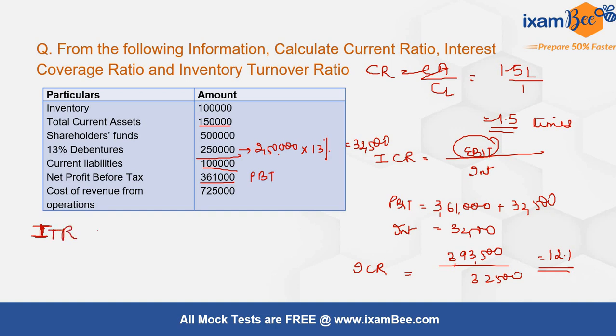Next is inventory turnover ratio. The formula of it is COGS upon inventory. What is COGS? Here we are given that cost of revenue from operations is 7,25,000 and inventory is 1 lakh. So if you calculate 725 upon 1, you will be getting the answer as 7.25 times as your inventory turnover ratio, right?